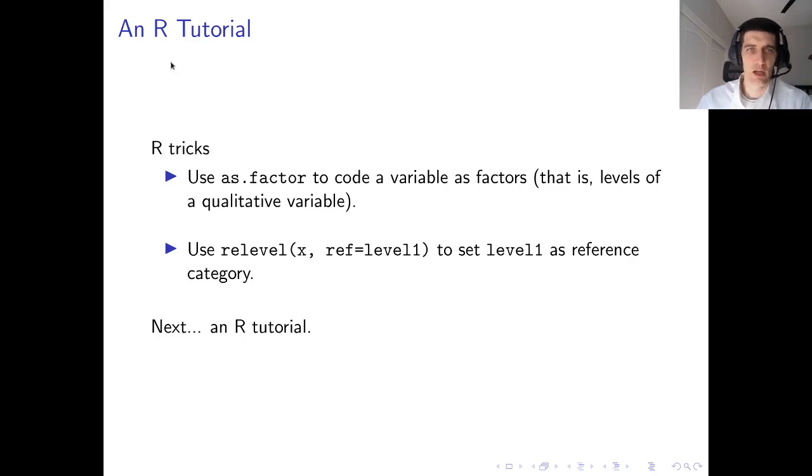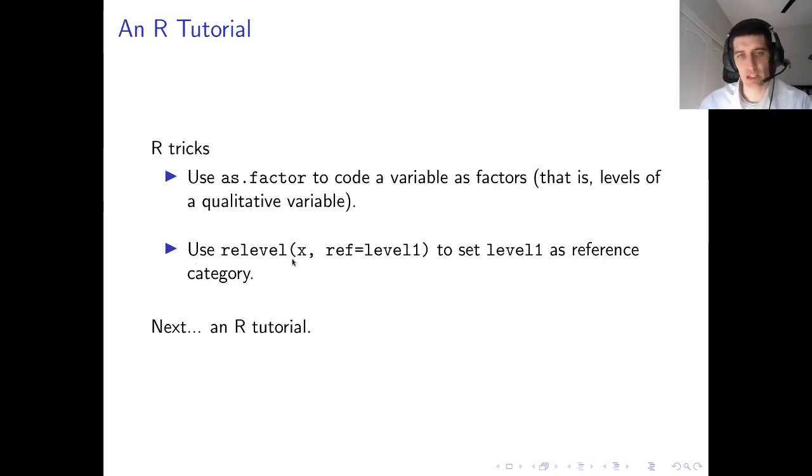How do we do this in R? As I mentioned, I'm going to do an in-depth R example. You can use as.factor to code a variable as factors. That is, you take categories and you want to code them in a way that R will understand them as binary predictors. You can do this with as.factor. Oftentimes R will do this by default when you load a data frame, but in some cases it will load it as character strings, and you can use as.factor to code it as factors explicitly.